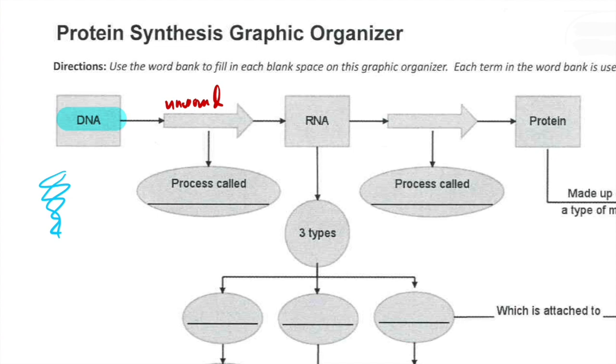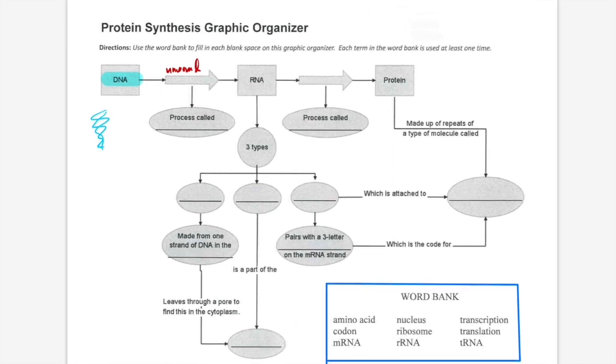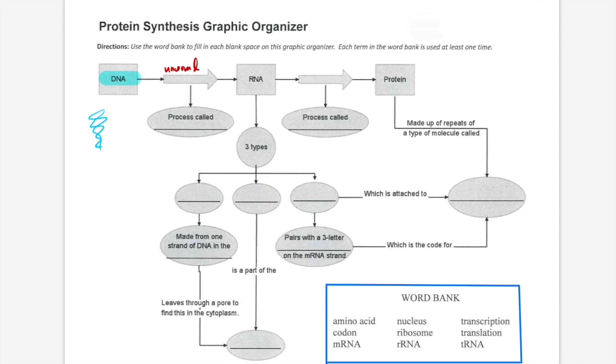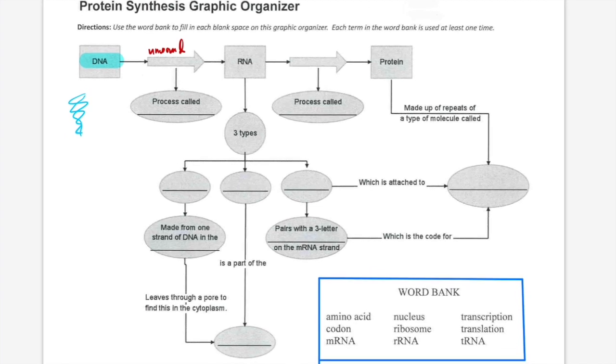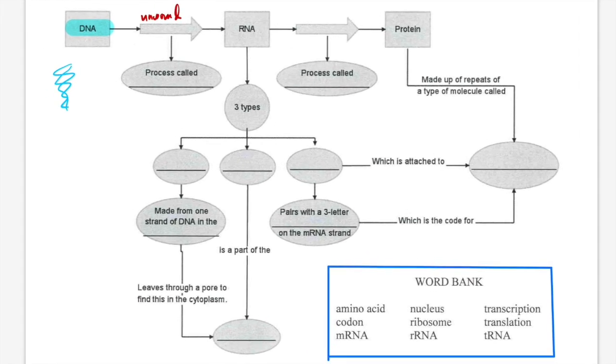And that strand of DNA is going to make RNA. But it's going to make messenger RNA. And so messenger RNA is actually one of our words down here in our word bank. And then there's three types of RNA, but we're going to come back to that. So let's just go back to the process. So the very first step in protein synthesis would be transcription.